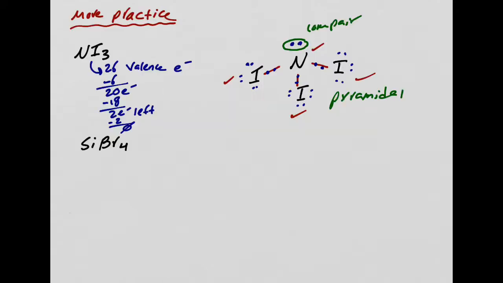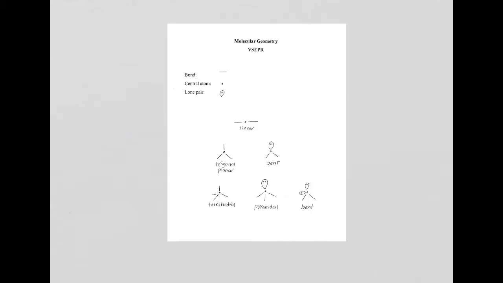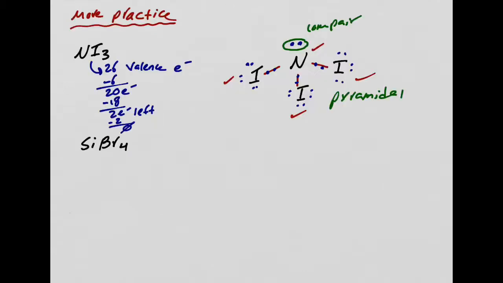At the beginning, you can draw it however you want because you don't know what the geometry is. You can put the H here, here, and here. You can put it on top. Do however you want. But then once you draw it out, you can go to this sheet and see what is the correct geometry and redraw it based on the correct geometry. Pyramidal. So far, so good. Okay. Next one.